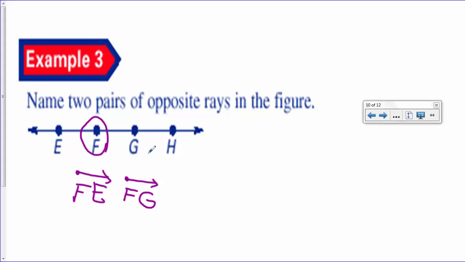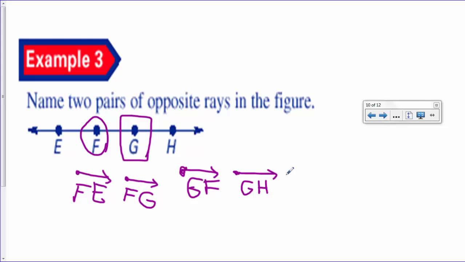Another pair of opposite rays, if we start this time with point G as the initial point, would look like this. Ray GF. We could also name it ray GE and ray GH. Since they're a pair of opposite rays, we need to make sure that we list them both when we're asked to find a pair of opposite rays.